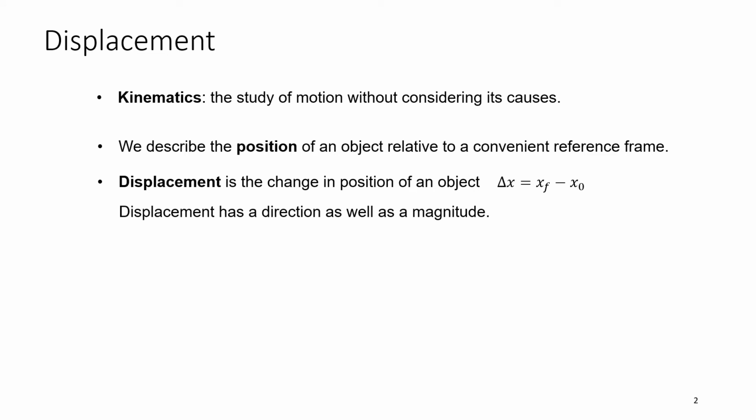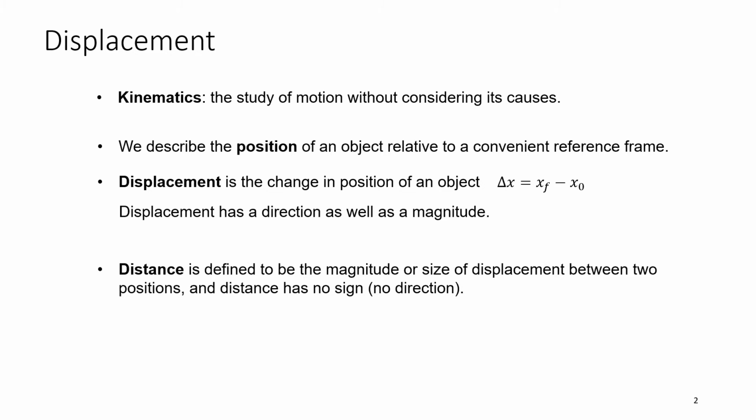The change in position is known as displacement. We always use final position xf minus initial position x0. It's important to note that the displacement has both a magnitude and a direction. If we don't consider the direction, the size of displacement is called distance.